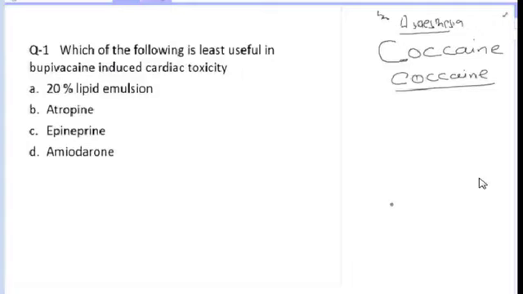Now question number 1. Which of the following is least useful in bupivacaine induced cardiac toxicity? 20% intralipid emulsion, atropine, epinephrine or amiodarone.